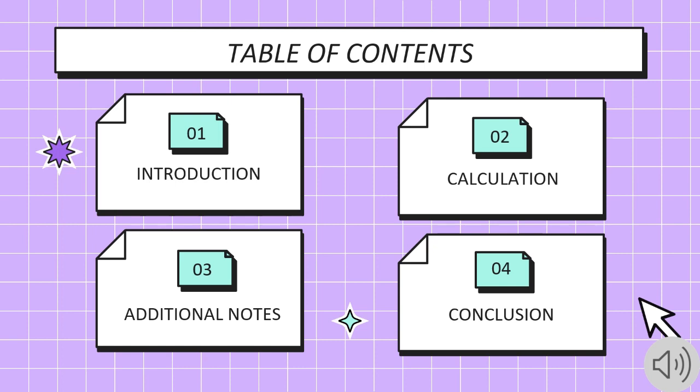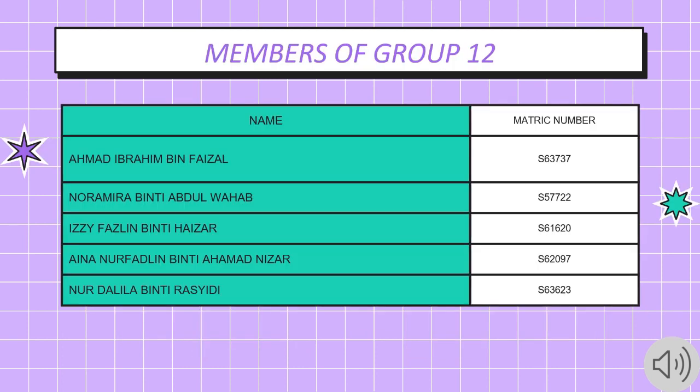Throughout this presentation, we will delve into the key aspects of flow rate measurement and explore its various components, including the introduction, calculation, additional notes and finally the conclusion. Our team is made up of 5 members, which are Ahmad Ibrahim, Nur Amira, Isli Fazlin, Aidan Fadlin, and Nur Dalila.